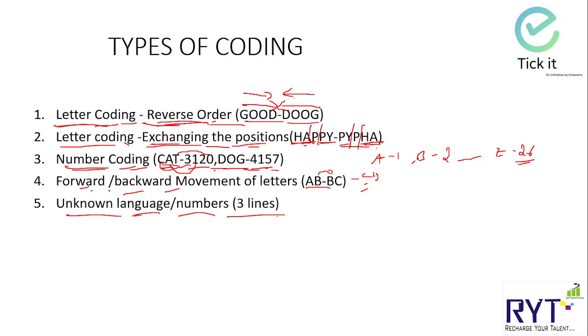The next type is forward or backward movement of letters. For example, AB will be coded as BC, BC will be coded as CD, CD will be coded as DE and so on. Just movement of the letters. It could be forward movement or backward movement, both are possible. The third one is completely different from this. It is like using some unknown language or numbers or some symbols, where 3 lines question will be there. We will look into all these types of questions in our video.